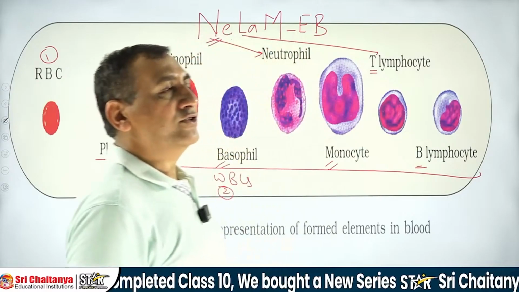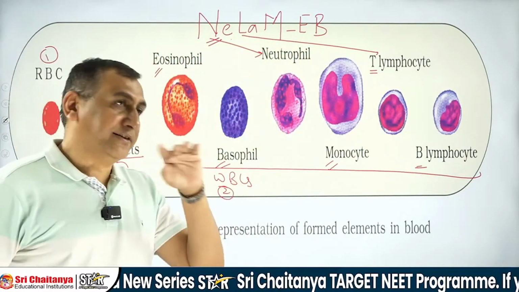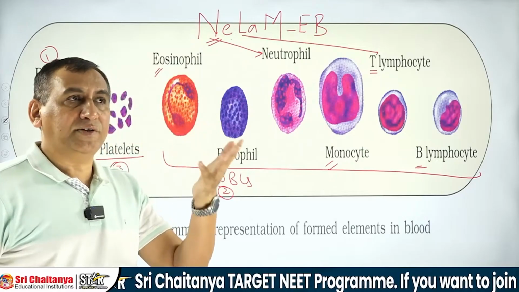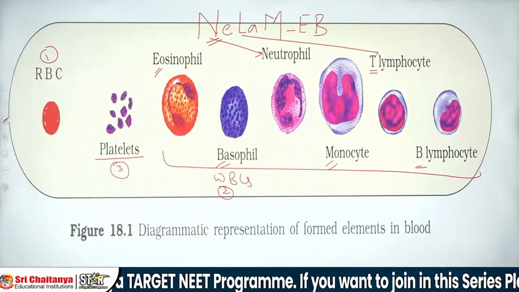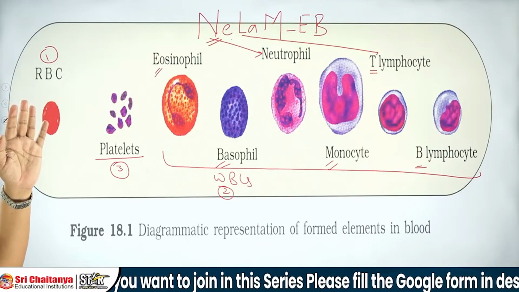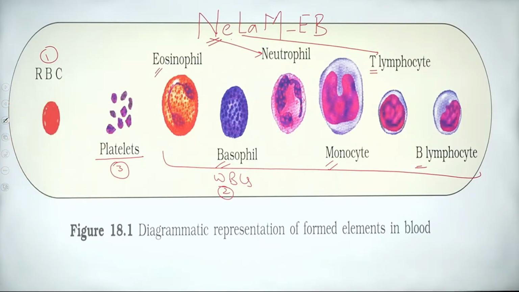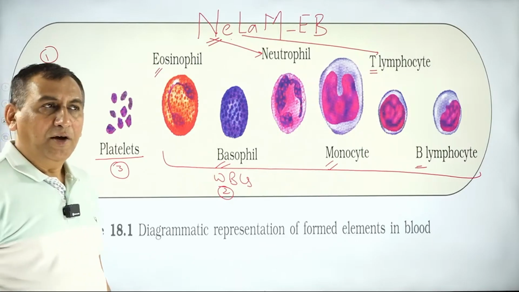WBC is divided? No sir. Yes. WBCs are dividing cells. RBCs are not dividing cells because RBC does not have the division machinery. So this is the one point you have to remember, that there are 5 types of WBCs. Okay. That is neutrophils, lymphocytes, monocytes, eosinophils and basophils.